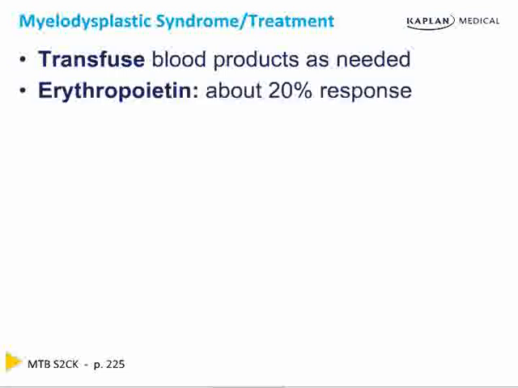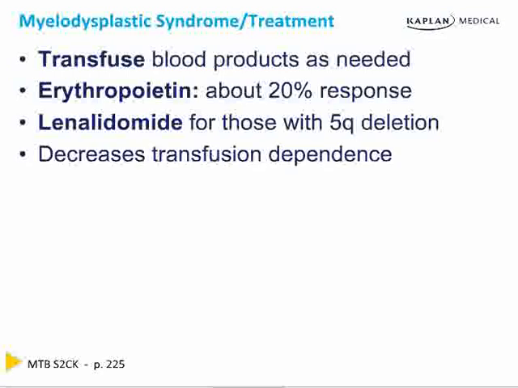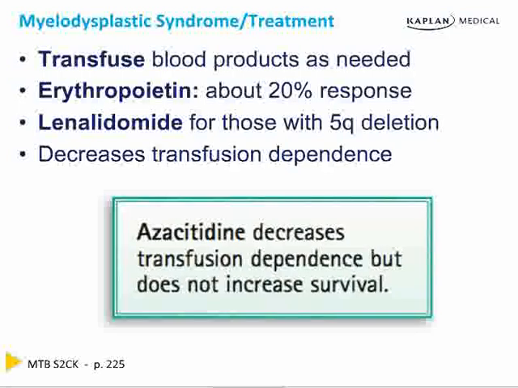We use erythropoietin, although 80% of people don't respond, but you try it and see who does respond. Lenalidomide, especially for those with a 5q deletion. Lenalidomide, which is a derivative of thalidomide, a TNF inhibitor. Lenalidomide decreases the need for transfusions. Very important. Azacitidine is another chemotherapeutic agent that decreases transfusion dependence, but unfortunately it doesn't increase survival.